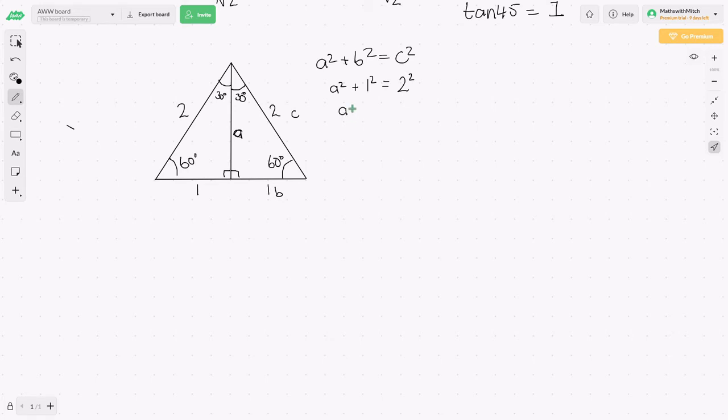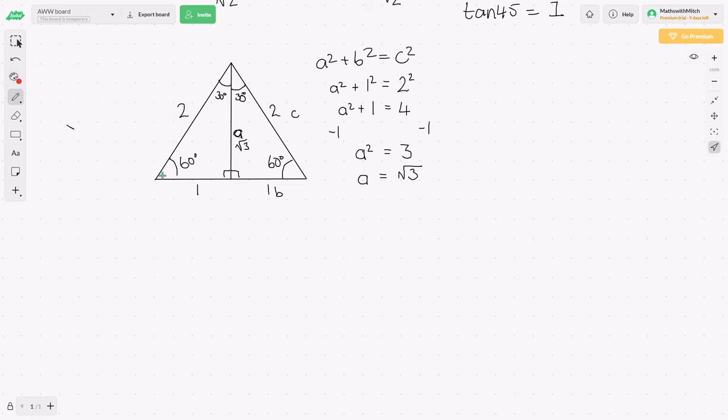So a squared plus 1 squared is 1. 2 squared, 2 times 2 is 4. So to get rid of this plus 1, we want to minus 1, but what we do to one side, we have to do to the other. So we'll minus 1 from that side as well, and we'll be left with a squared equals 3. To get rid of the squared, we're now going to do the square root on both sides. So a is square root of 3. We can now label that up. We now know that that's the square root of 3.